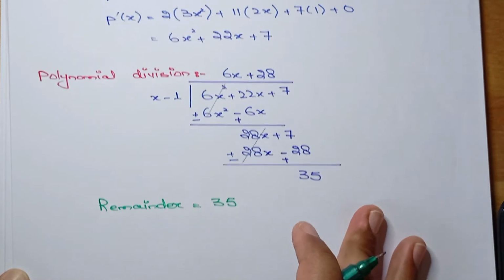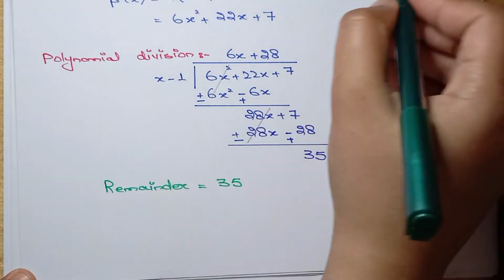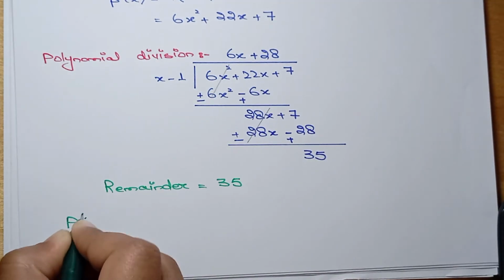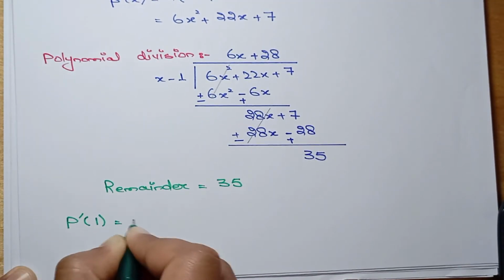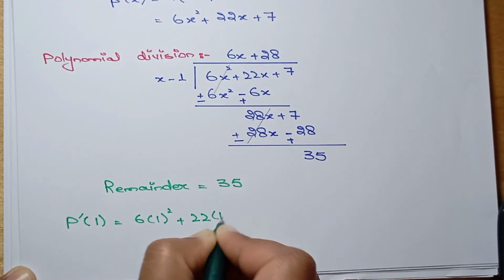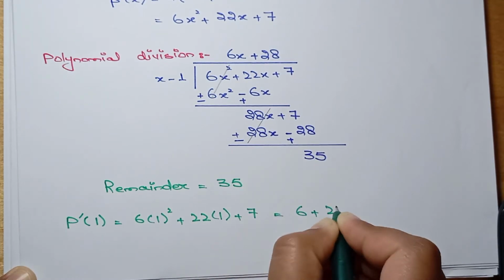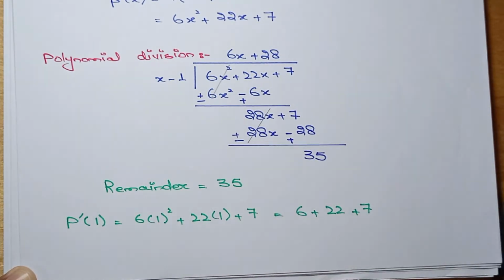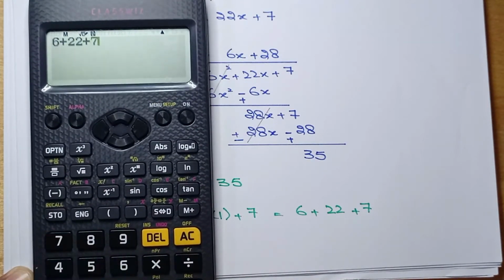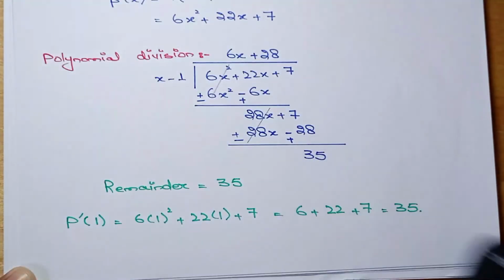Or you can check the remainder by substituting the value from x minus 1, so x equals 1. So taking p prime of 1, this would be 6 times 1 squared plus 22 times 1 plus 7. So this is equal to 6 plus 22 plus 7, which is 35. So we got the same result by using the remainder theorem as well.